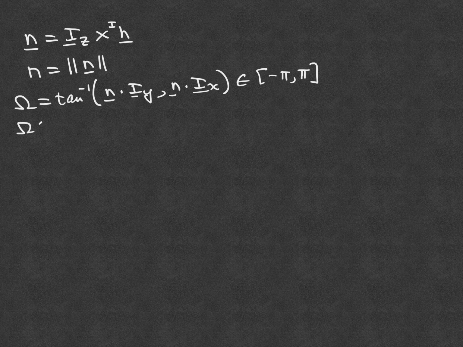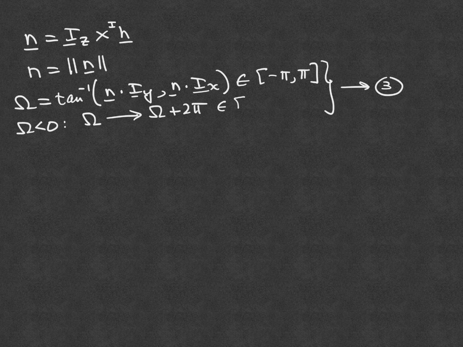But we actually want an angle that's on 0 to 2 pi. So if it turns out that the longitude of the ascending node is less than 0, it gets replaced with itself plus 2 pi. And this gives us the third orbital element, because this angle is now on 0 to 2 pi, which is the convention that we want to use.